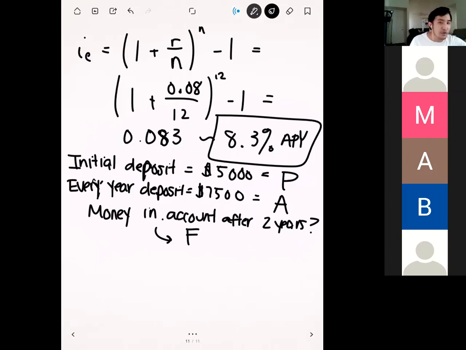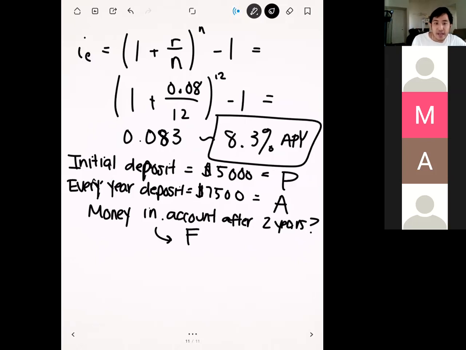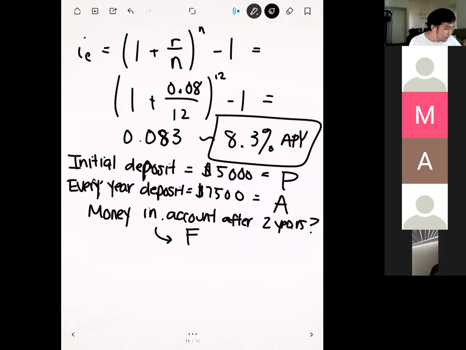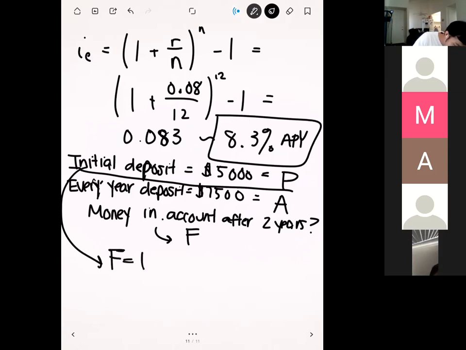The way we're going to solve this problem is we're going to take our interest rate, which is 8.3, and convert our two cash flows. First, our P of 5,000, which we convert to F. Then we take our A of 7,500 and convert that to F2. So we're going to apply two different formulas here. Let's start with P. The formula for this is F is equal to P times 1 plus I, all to the n power.